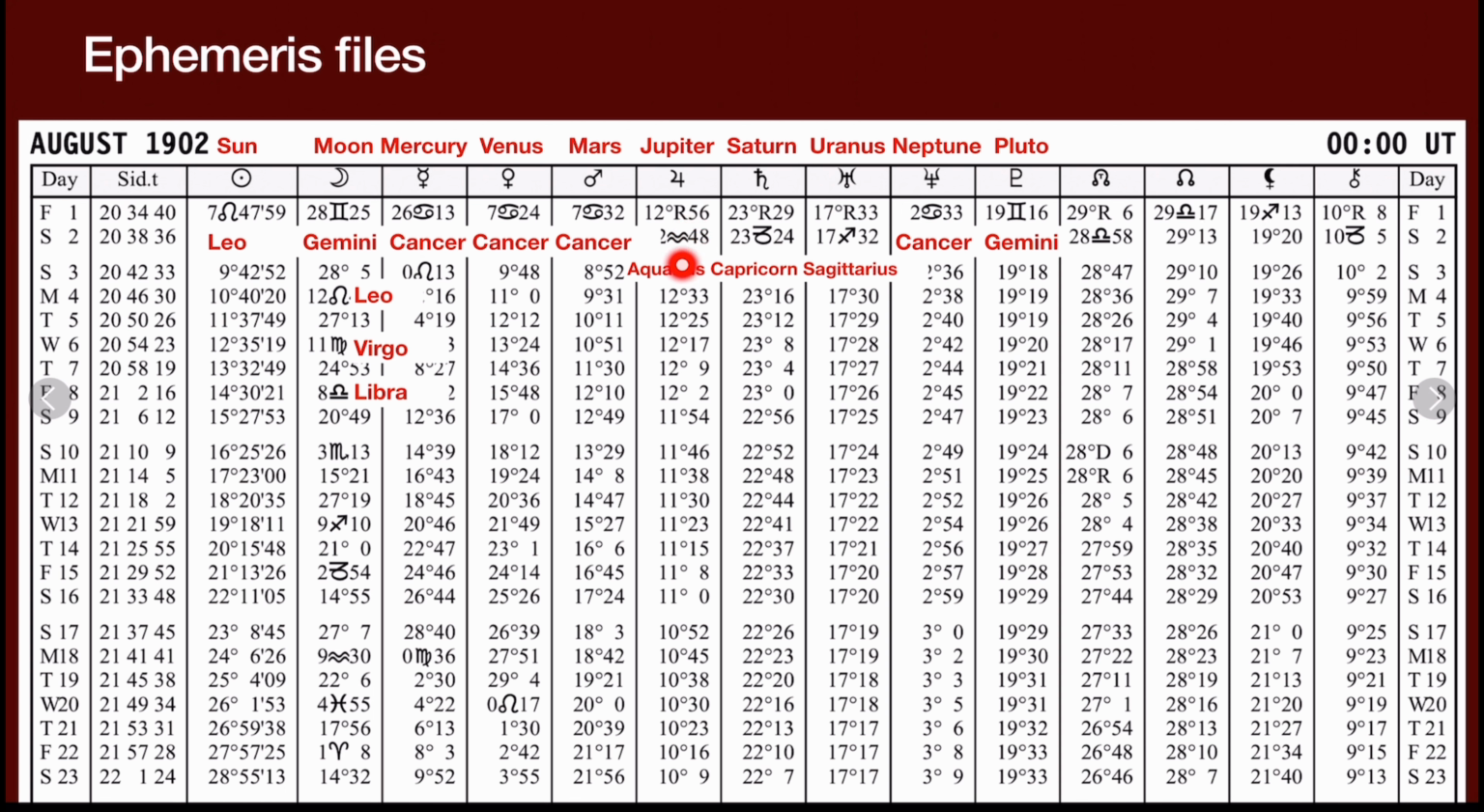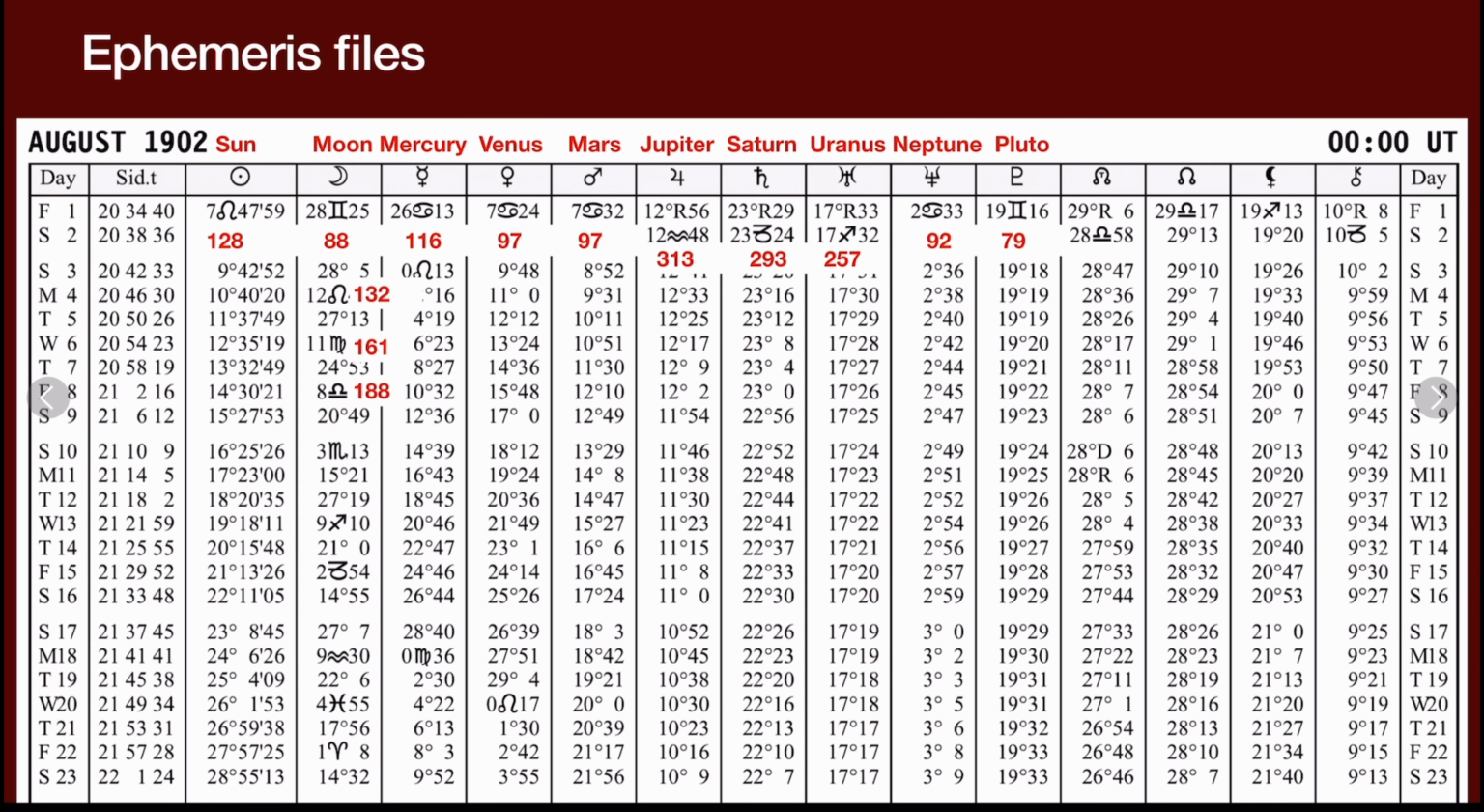So Aquarius starts at 300, so that will be 313 degrees. Another example is Neptune. Neptune is in Cancer, and Cancer starts at 90 degrees. Plus 2, that's 92 degrees. So that's where the signs start, and that's where the planets are on the 1st of August 1902.